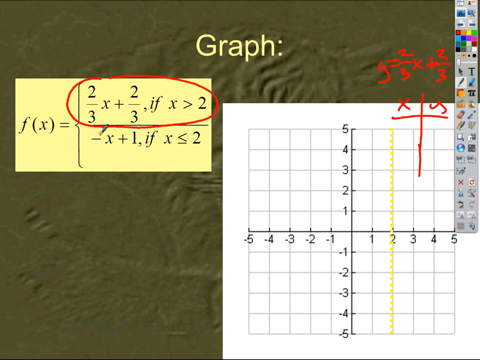But 2 works, doesn't it? If I plug 2 in, I get 2/3 times 2, which is what? 4/3. Can't you not do that because x is greater than 2? Ah, okay, good question, good question.